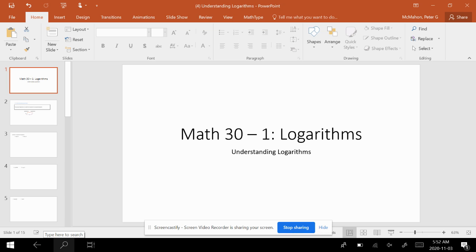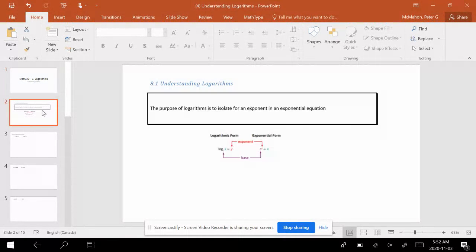So, moving along in our 30-1 course, the next topic we're doing is logarithms. This is chapter 8 in the textbook, and the first topic is called understanding logarithms. The goal for today's lesson, guys, is that when you're sitting around the dinner table tonight and your parents ask you what you learned in school today, and you tell them logarithms, and if they ask you what a logarithm is, you'd say that the purpose of a logarithm is to isolate for an exponent in an exponential equation. We'll explain this more in some examples in a second.